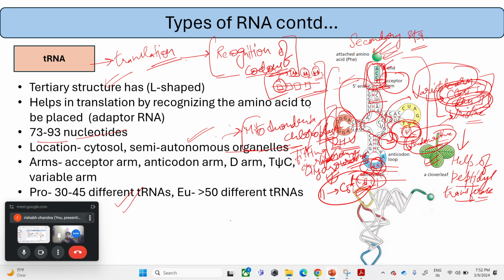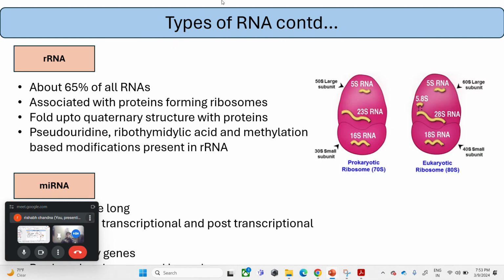So this was the first non-coding RNA, the tRNA or the transfer RNA, because it helps in transferring the information, or helps in the attachment of amino acids to a codon. Okay, so let's move on to the next RNA, that is the rRNA or the ribosomal RNA.